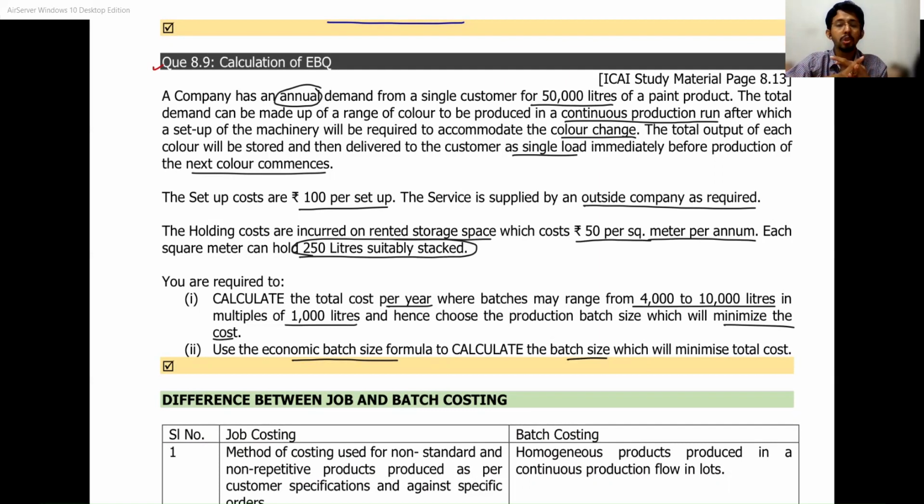Second calculation, you should go with what? You should compute the economic batch size. When the person who is sitting there is a chartered accountant or a cost accountant, instead of doing this trial and error, he will directly compute the economic batch size and determine the batch size at which the minimum cost will be incurred. Okay, so this is the calculation. Now, can we try this?